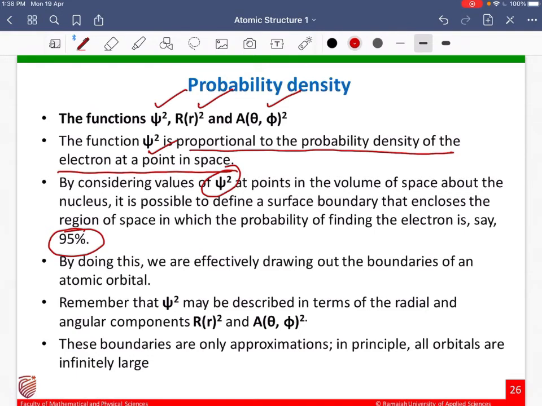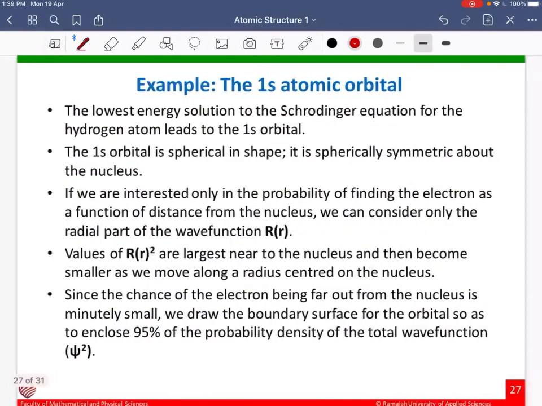Remember that psi squared may be described in terms of radial and angular components. We studied earlier R of r squared and A of theta, phi squared. Remember also that these boundaries are only approximations. In principle, all orbitals are infinitely large. This is just an approximation, so the boundary of the orbital is just an approximation.